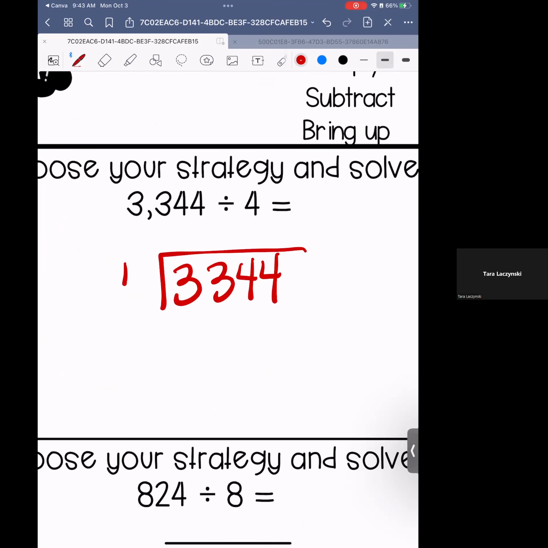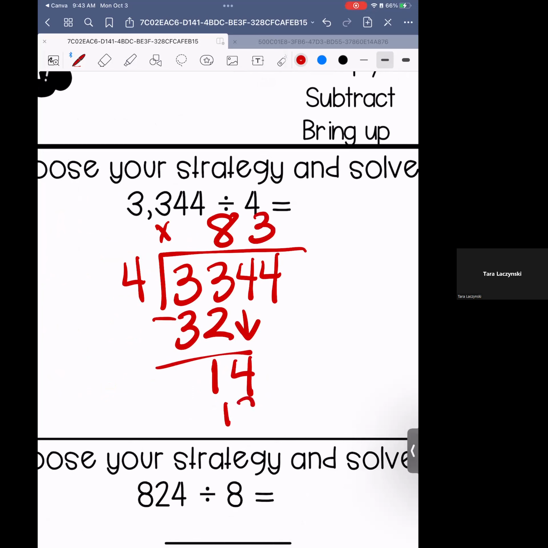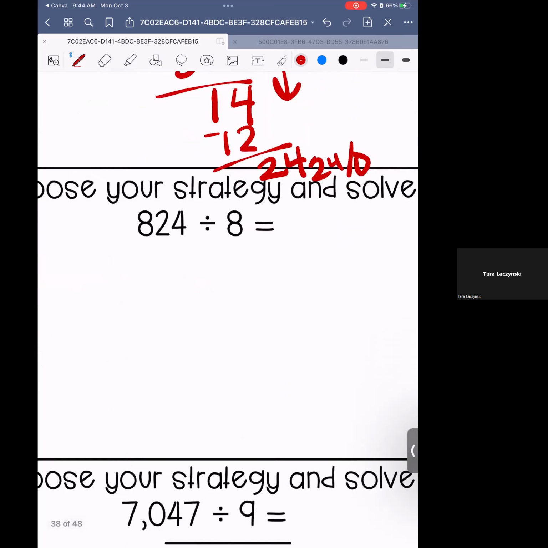3,344 divided by 4. 4 does not divide into 3, but it divides into 33 8 times. 8 times 4 is 32. Subtract for 1. Bring down your 4. 4 goes into 14 3 times, which gives us 12. Subtract for 2. Bring down your 4. 4 goes into 24 evenly 6 times. Final answer, 836. There is no remainder.